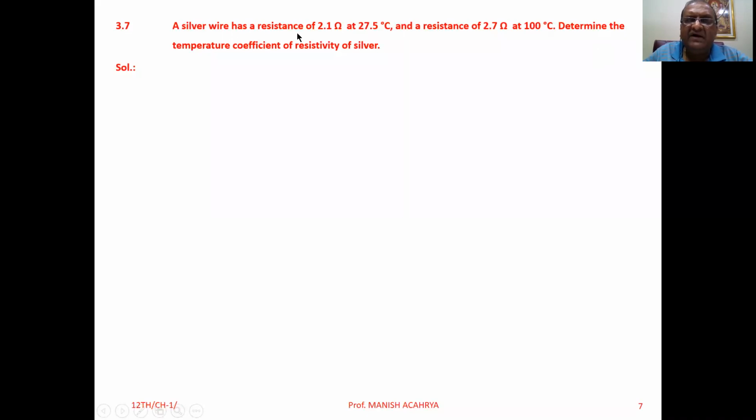3.7. A silver wire has a resistance of 2.1 ohm at 27.5 degrees Celsius and a resistance of 2.7 ohm at 100 degrees Celsius. Determine the temperature coefficient of resistivity of silver. Now, resistance at 27.5 degrees Celsius, that is the reference temperature, is 2.1 ohm. And resistance at 100 degrees Celsius is 2.7 ohm. And what is alpha that we want to find?